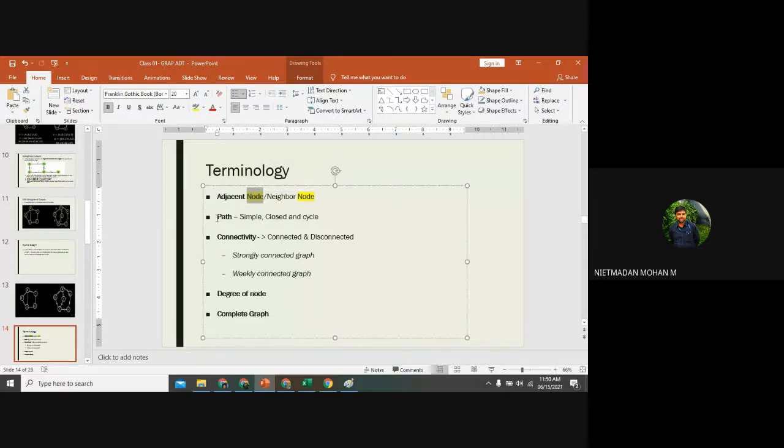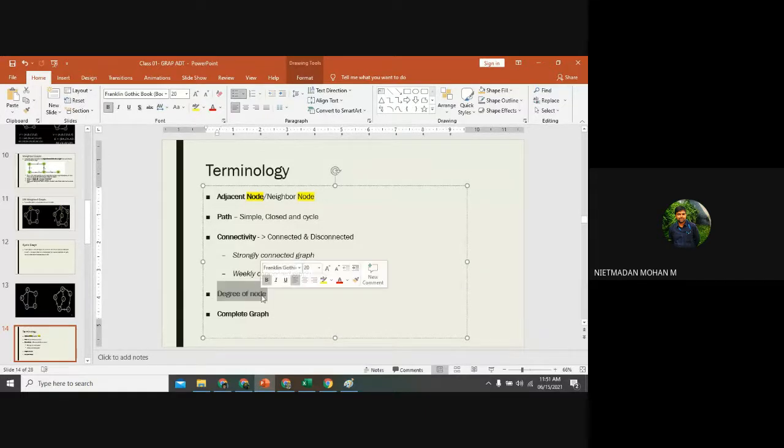The second step is the path. You have studied the path in the tree concept also, right? Yes, sir. In graph terminology, the path consists of three types: simple, closed, and cycle. The third thing is connectivity, which is how the nodes are connected from one node to another. The path you have set, but the connectivity from one node to any number of nodes in your graph is of two types: strongly connected graph and weakly connected graph.